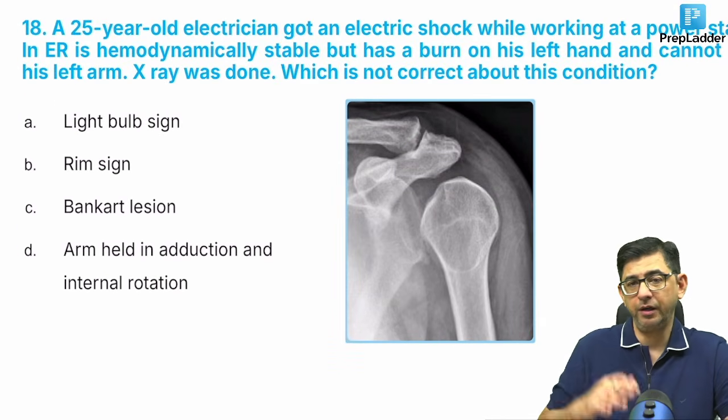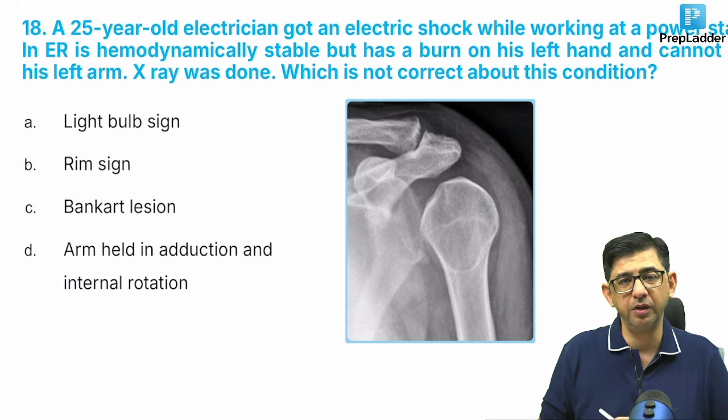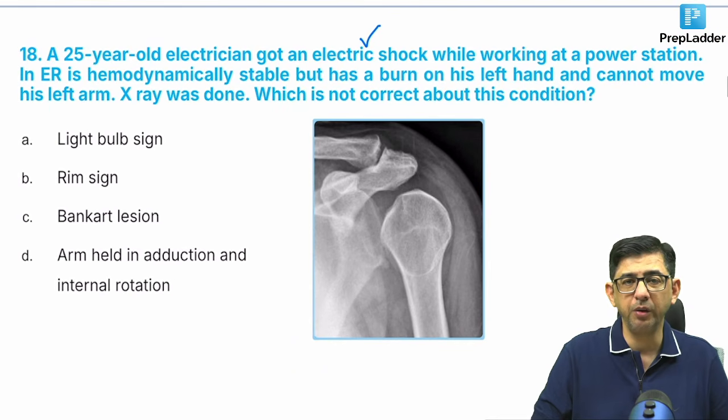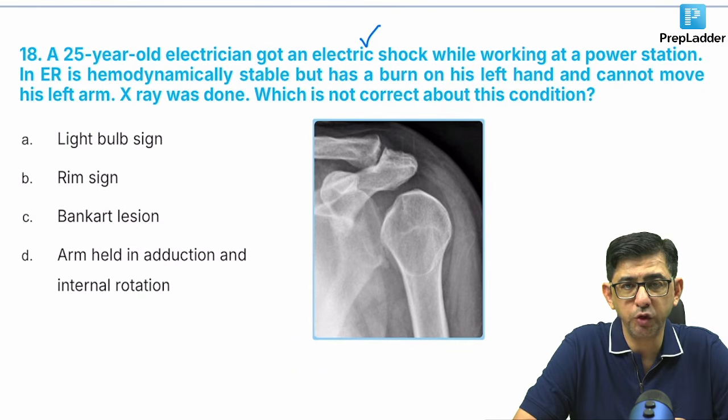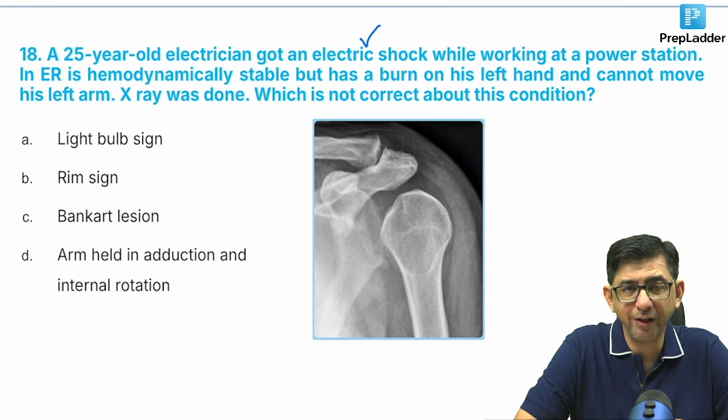An electrician got an electric shock, so the hand goes backward like this, and similarly posterior dislocation is going to happen. Electric shock and epilepsy are features which are going to be indicative of posterior dislocation of the shoulder. He also got a burn on the hand. He cannot move his arm understandably. He says X-ray was done. What is not correct about this condition?